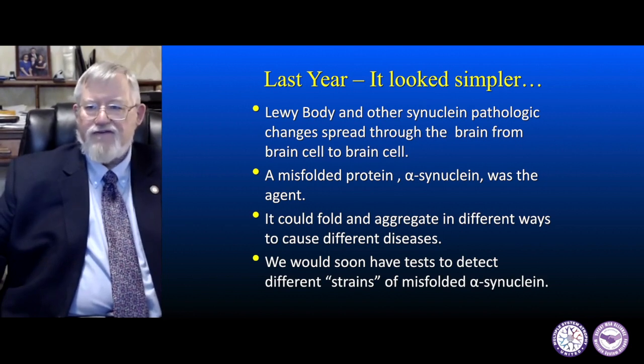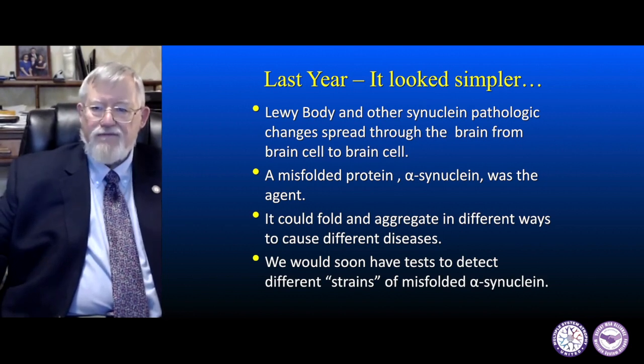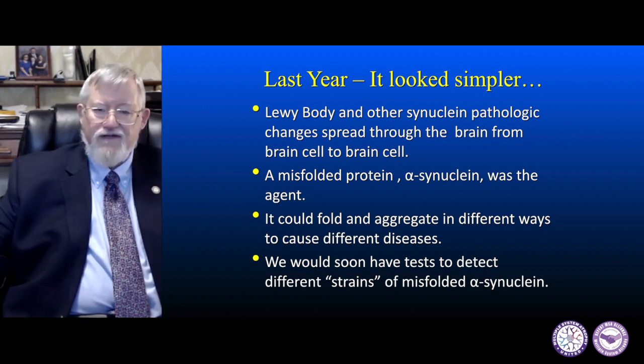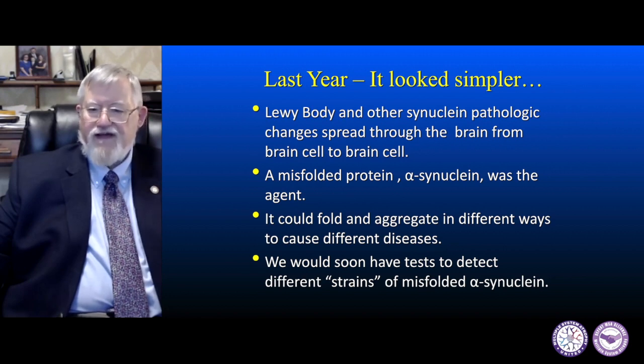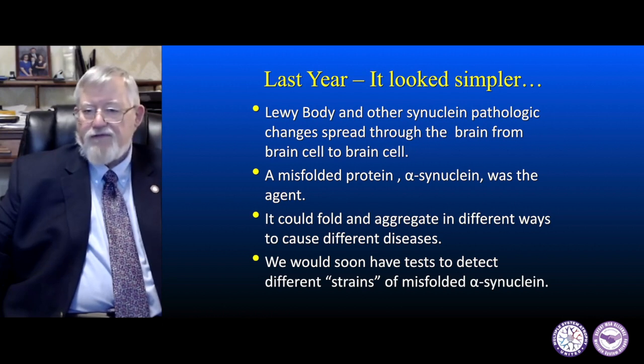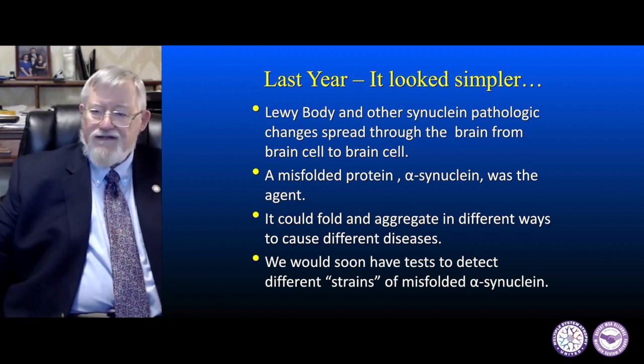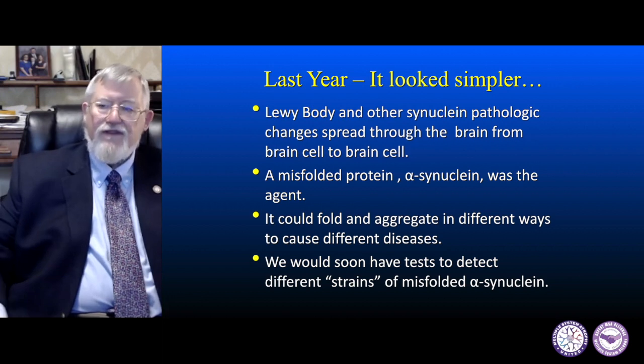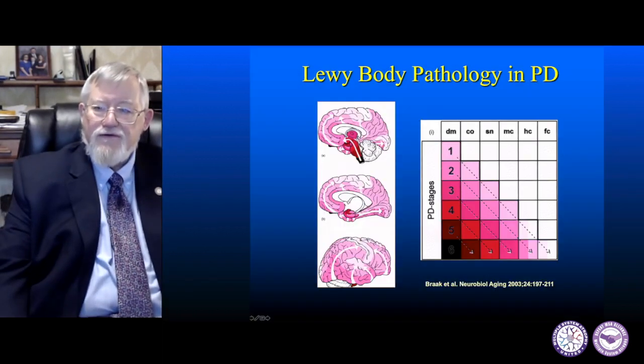As I mentioned last year, it looked a lot simpler. Lewy body and other synuclein pathologic changes spread through the brain from brain cell to brain cell. A misfolded protein, alpha-synuclein, was the agent. It could fold and aggregate in different ways to cause different diseases, and it looked like we would soon have tests that could actually detect different strains of misfolded alpha-synuclein, and hopefully in that way distinguish Parkinson's disease from multiple system atrophy, from dementia with Lewy bodies, and so forth. But it was too good to be true.